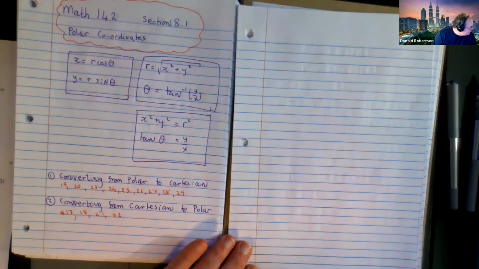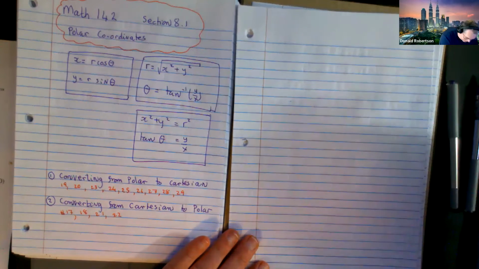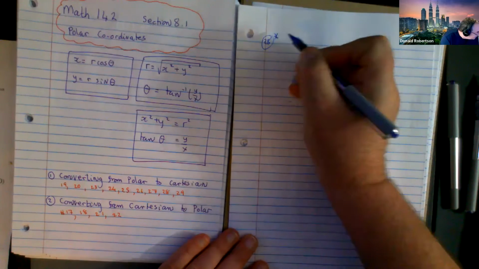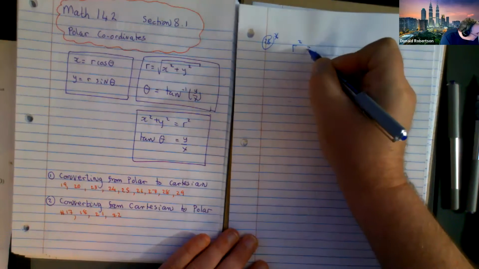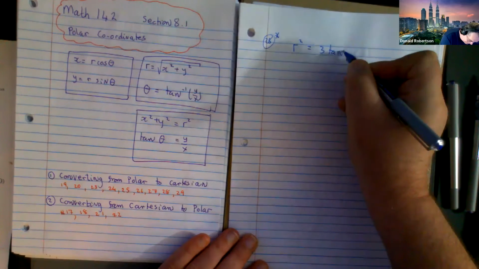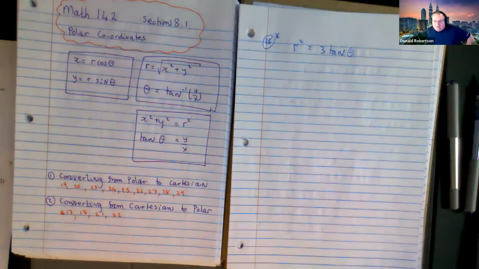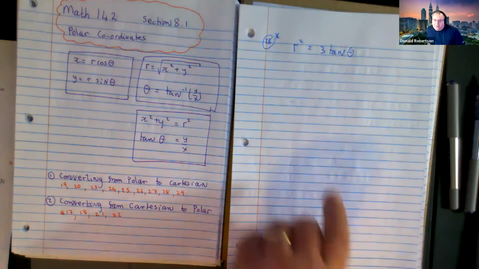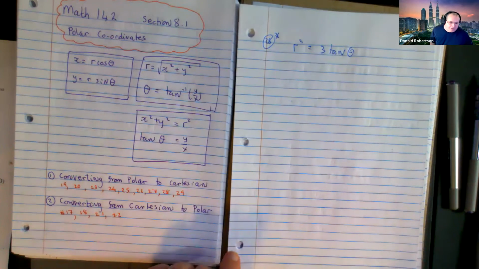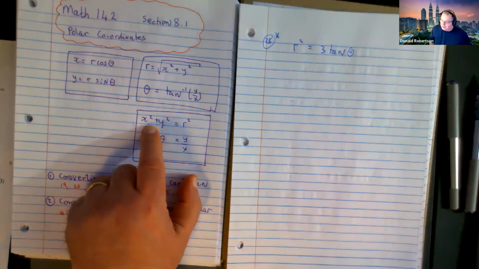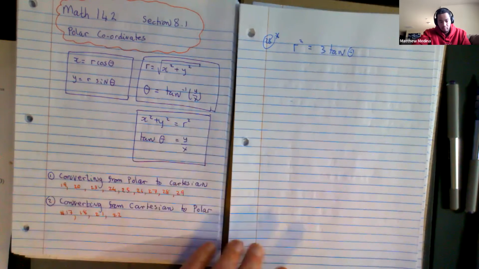27 is too obvious. Ooh, 28. r squared is 3 tan theta. I do not need to do anything too clever here. In fact, I'm really good to go. I should be able to turn everything into x and y without any other algebra. So r squared is x squared plus y squared, agreed? Mm-hmm. So that goes here.